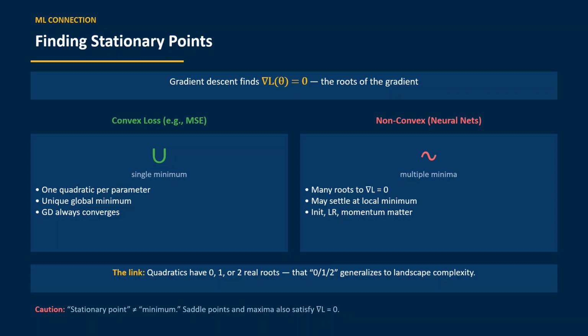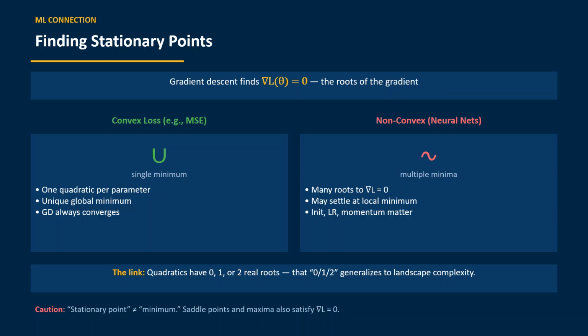Let us connect quadratics to machine learning. In optimization, we find stationary points by setting the derivative equal to 0, which often gives us a quadratic to solve. For convex loss functions, like mean squared error with a single weight, the loss surface is bowl-shaped. There is one minimum, and gradient descent rolls right down to it. Every stationary point is a global minimum.